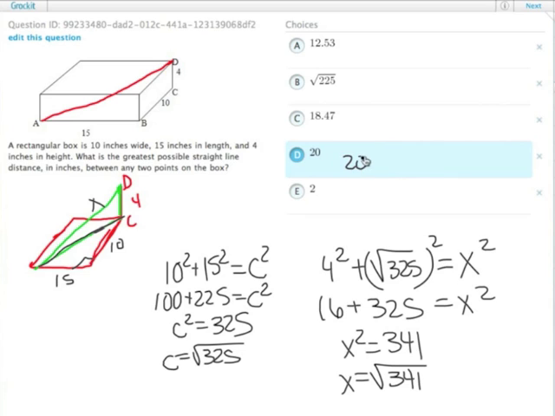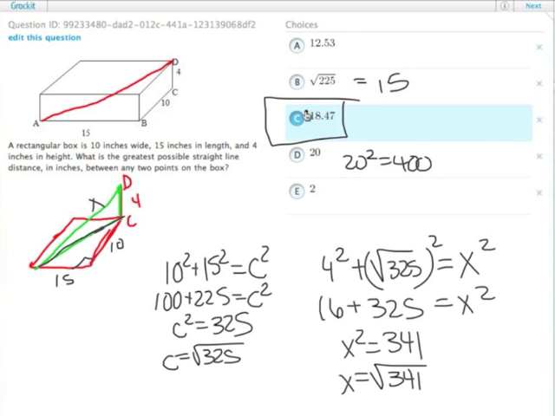We know that 20 squared equals 400, and we know that the square root of 225, we actually already had that, equals 15. And so, you know, it actually has to be the one that's between these two. Square root of 341 is between the square root of 400 and the square root of 225. Answer choice C without actually doing any square rooting.